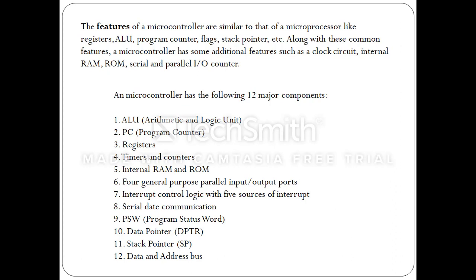A microcontroller has 12 major components. First one is ALU, that is arithmetic and logic unit. Second is PC, that is program counter. Third one is register. Fourth one is timer and counter. Fifth one is internal RAM and ROM. Sixth one is general purpose parallel input output ports. Seventh one is interrupt control logic with 5 sources of interrupt. Eighth one is serial data communication. Ninth one is PSW, that is program status word. Tenth one is data pointer, that is DPTR. 11th is stack pointer, that is SP. And 12th one is data and address bus.